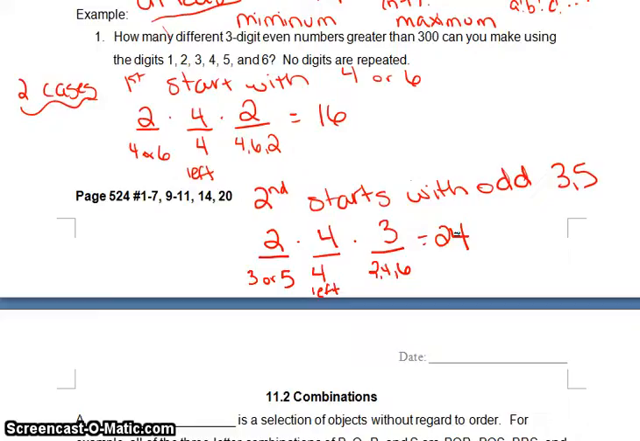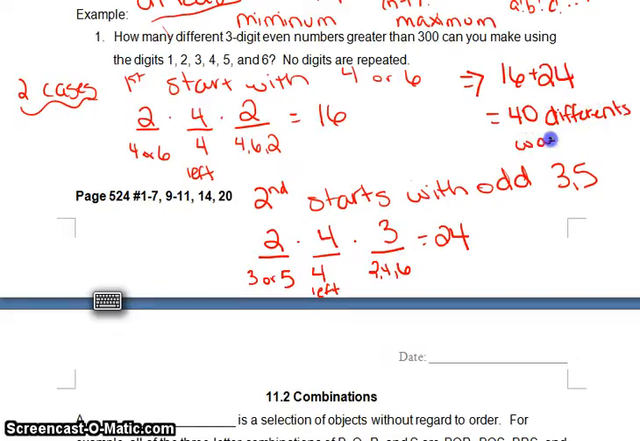Now if you go back up, it says to calculate the number of arrangements for each case and then add the values for all cases to obtain the total number of arrangements. Now that we've calculated the number of arrangements for each case, we add them together: 16 plus 24. That means there are 40 different ways to write a 3-digit even number that is greater than 300.